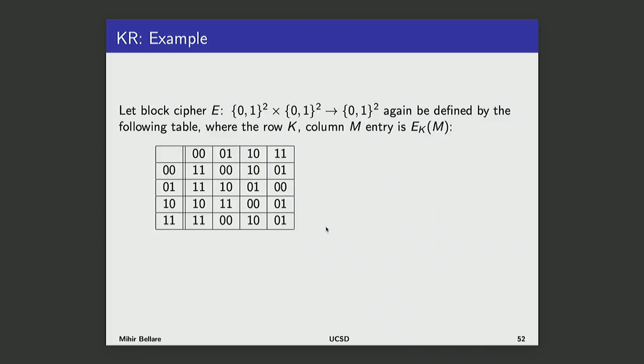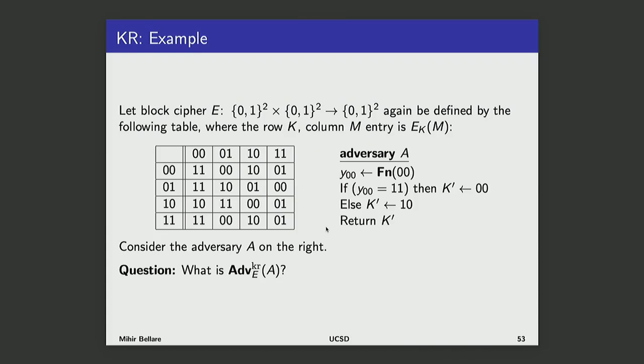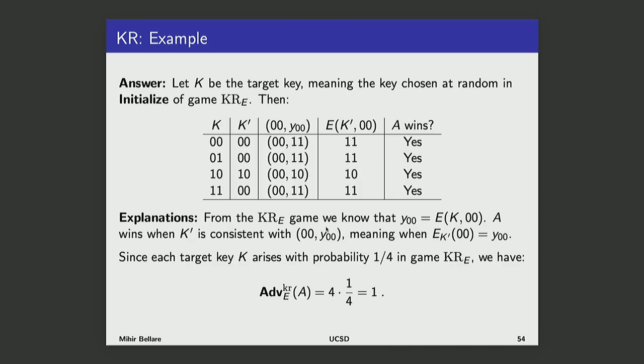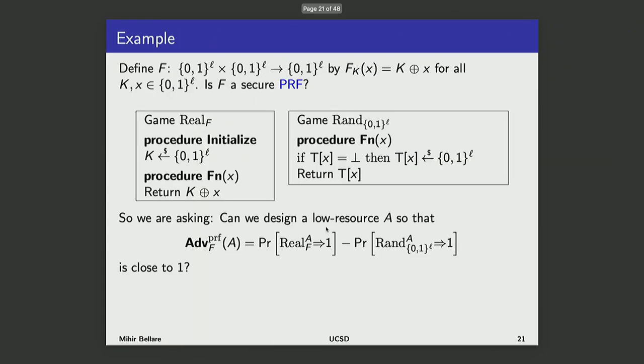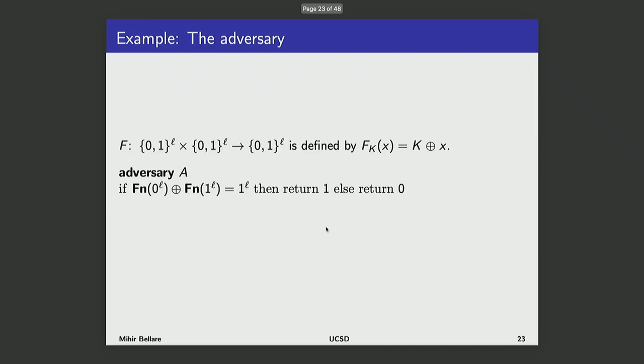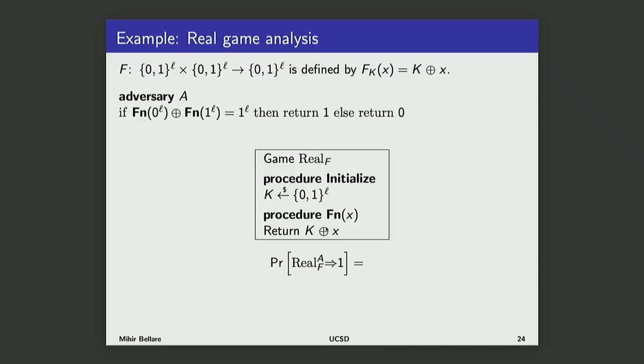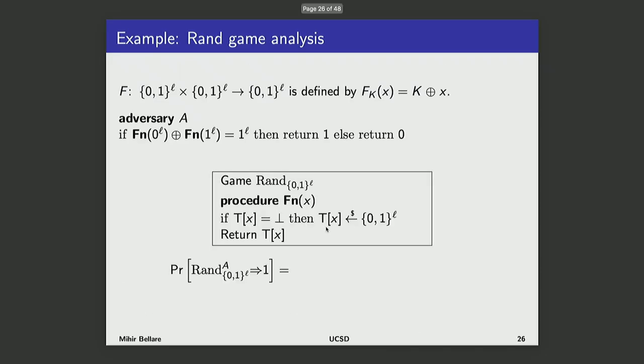Here's a KR example. It gives you a construction, and it says, here's an adversary, what's the advantage? And then it goes through, oh, this is KR, sorry. So we should look at PRF. So here's an example. It's exactly the same type of problem. You have a family, design an adversary, what's its advantage, okay? So it shows you, you write your adversary, that's part one of the problem, and then you go through the steps of computing the advantage like this. So you compute this probability, compute this probability.